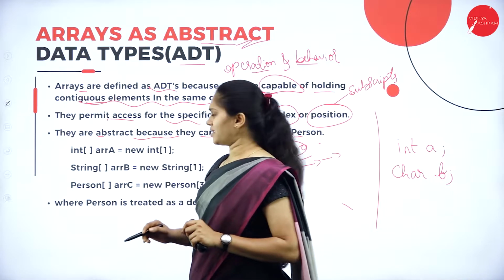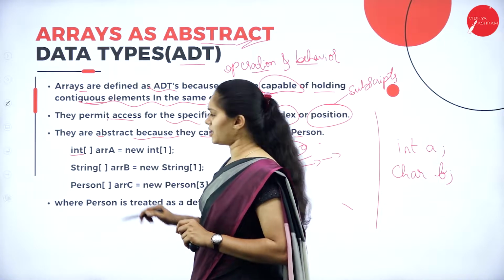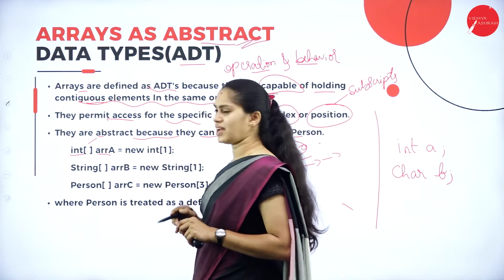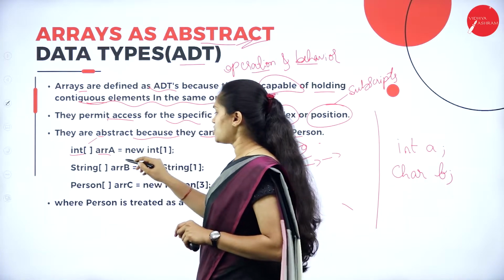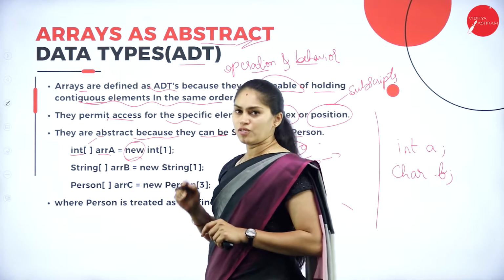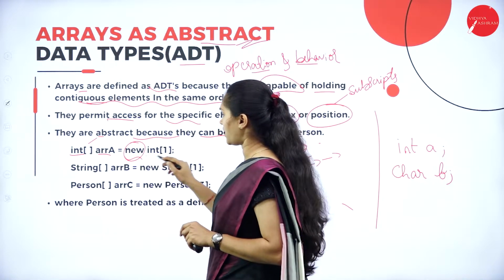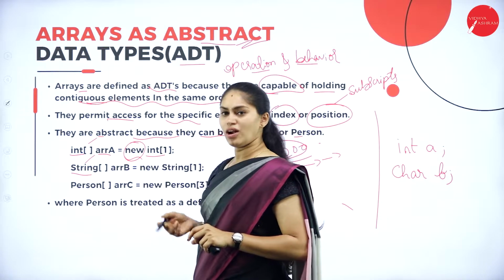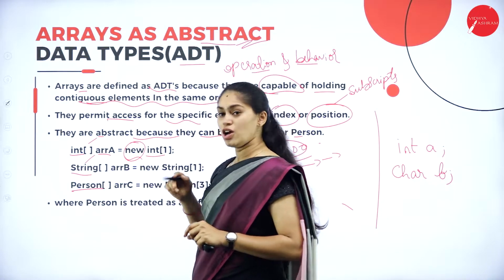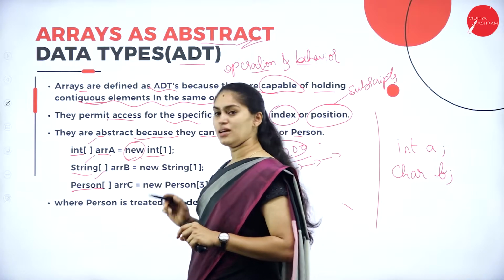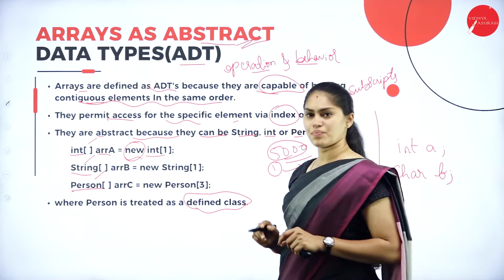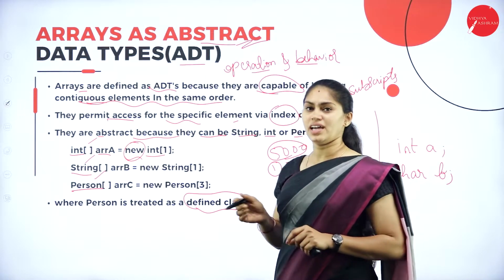So here you can see the example. We are declaring an array where int is the data type, without explicitly giving the size, and the name of the array is ARR. With the help of the new keyword, we are initializing that. We also have one more declaration of an array with a data type called string. In the same way, we are taking one more array with a data type called person. Here this person is treated as a defined class. And also here we are specifying its size.